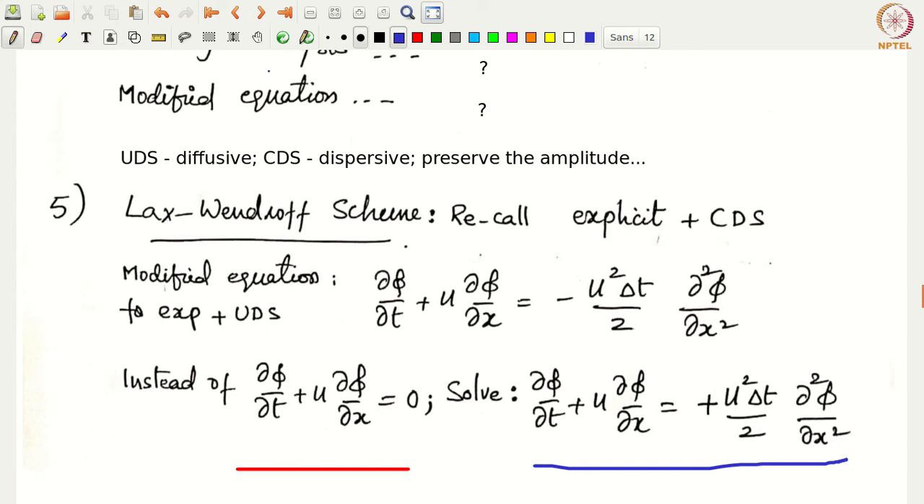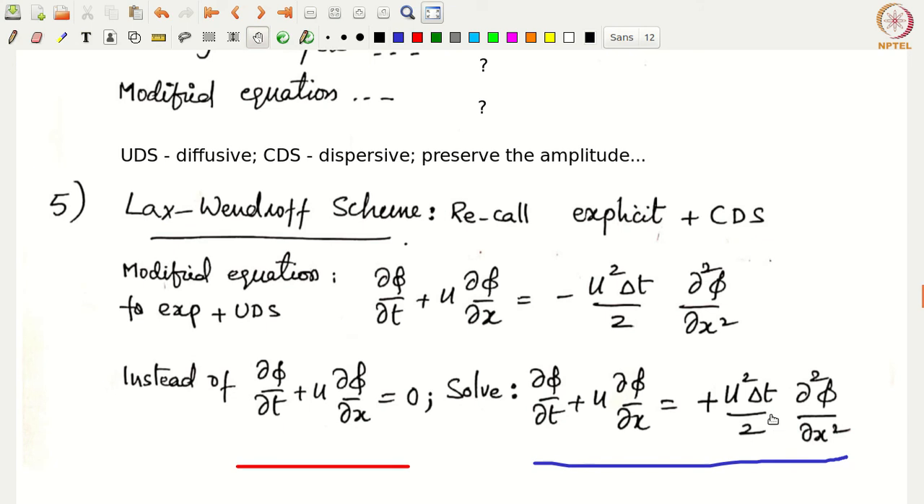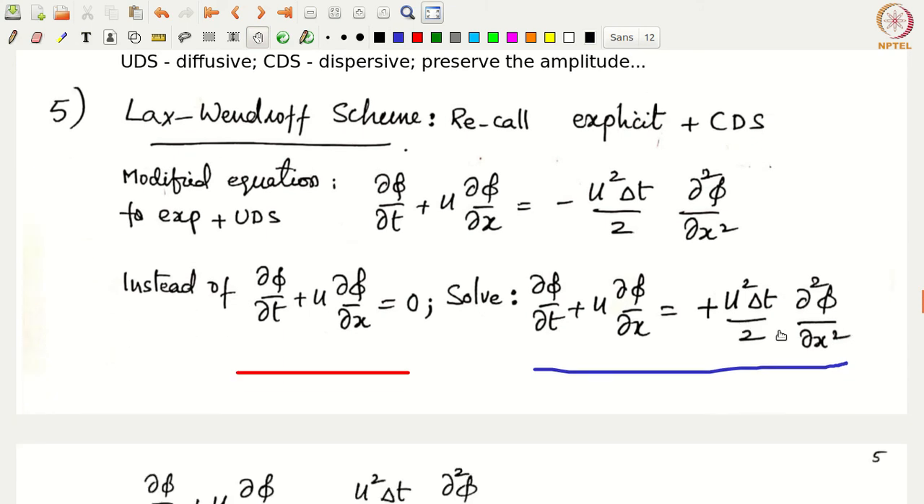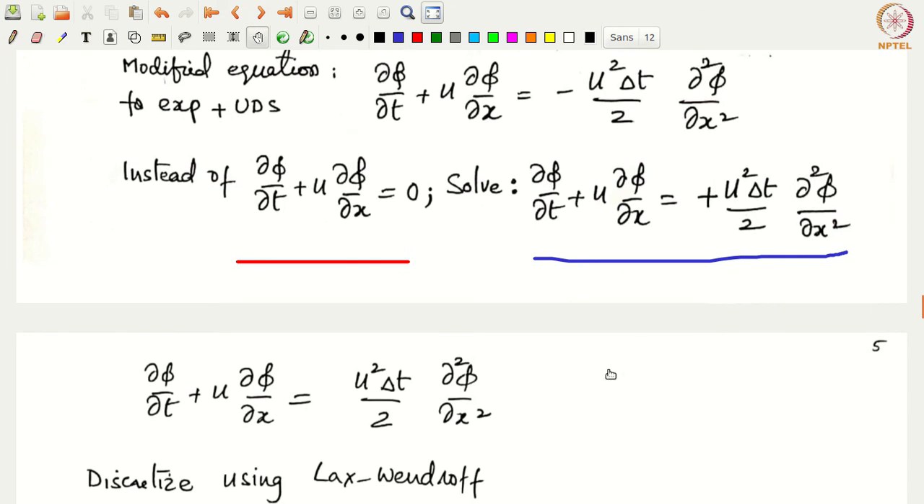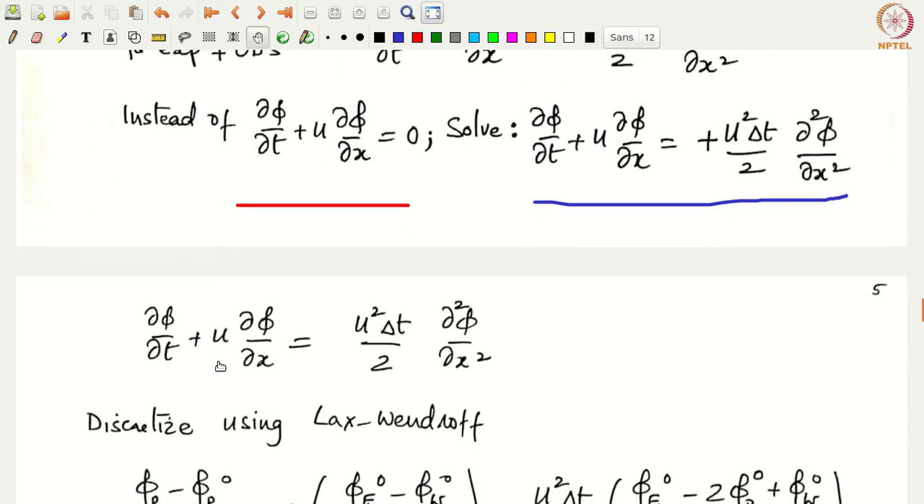Okay, all right, then that means now how do we discretize this equation? So we actually made it now a second order derivative here. Our starting point is this equation, that is partial phi partial t plus u partial phi partial x equals u square delta t upon 2 times partial square phi by partial x square. That is our starting point.